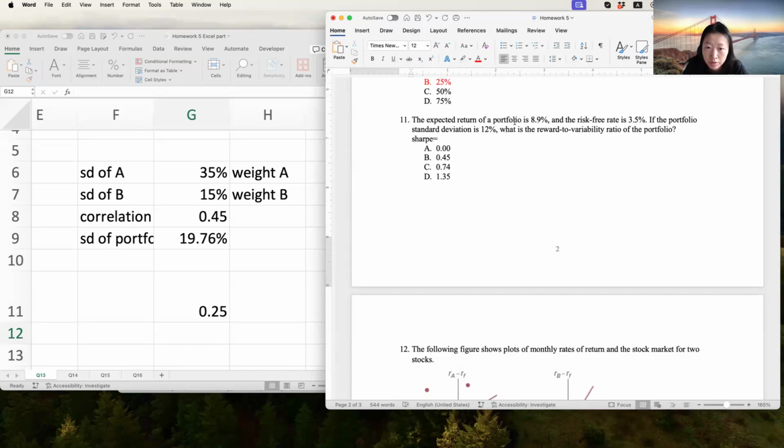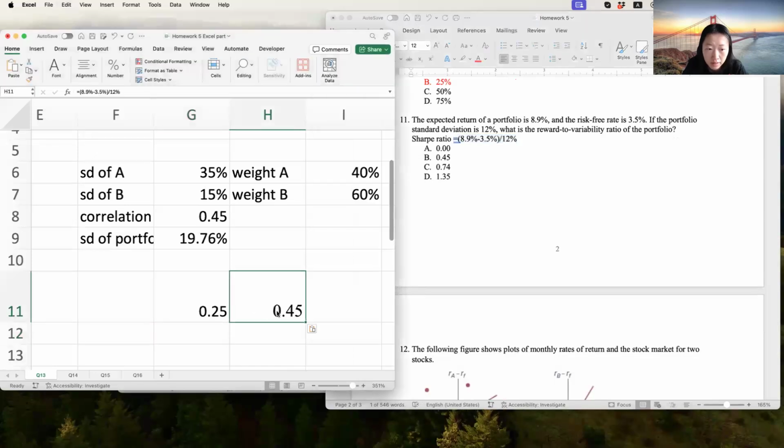So the Sharpe ratio equals the portfolio return minus the risk-free rate, 3.5%. The difference is the risk premium, divided by 12%, which is the standard deviation. And the answer is 0.45.